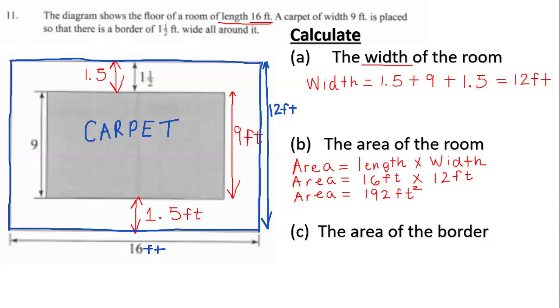So one side is 12 feet. Since this is a rectangular room, one side is 12 feet, the other side should be 12 feet too, and one side is 16 feet. The bottom is 16 feet, and the top should be 16 feet too. So all we have to do is add up all the sides, right? Add up all the sides? No. Well, we do know that the other side should be 16 feet and the other side should be 12 feet.